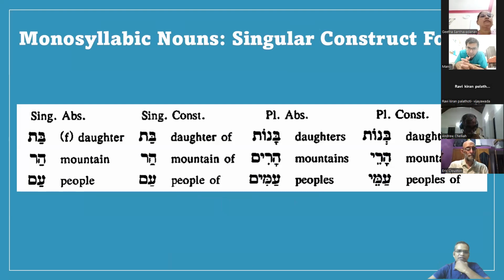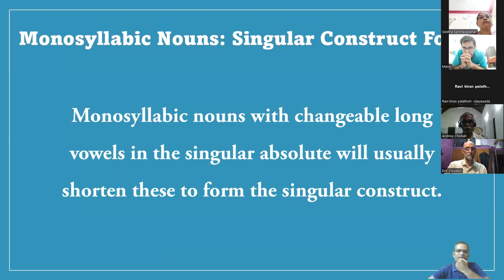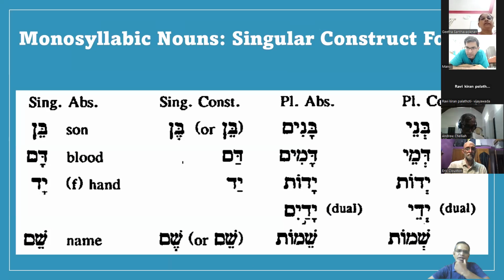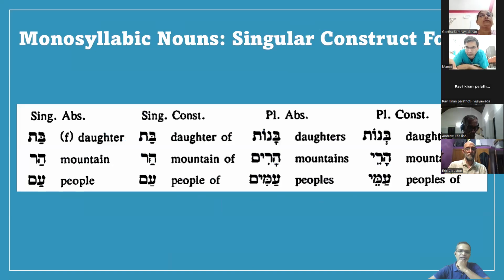So, but her, daughter, daughter of, mountain, mountain of, people, people of. Monosyllabic nouns with changeably long vowels. What happens? I have a doubt in the previous slide. Here in the Harim, why is it not changing? Is it because it is a monosyllabic noun? Hare. Only in the bisyllabic, the kamets has to be changed, right?